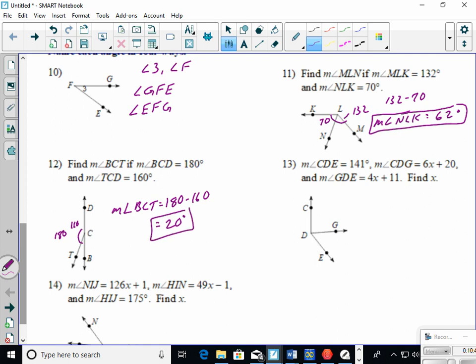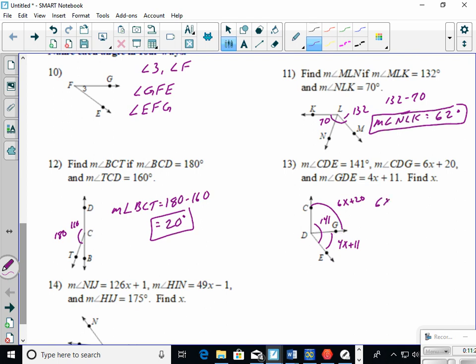13, measure of angle CDE equals 141. Measure of angle CDG is 6x plus 20. Measure of angle GDE is 4x plus 11. Find x. So the whole thing is 141. CDG, just this portion, is 6x plus 20, and GDE is 4x plus 11. So this is using the angle addition postulate. Two smaller angles added together equal the biggest angle.